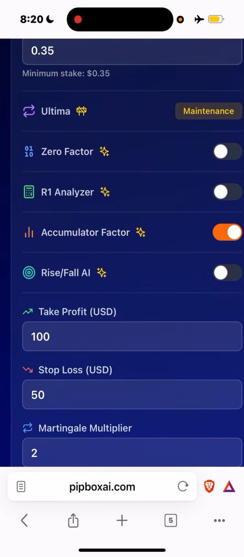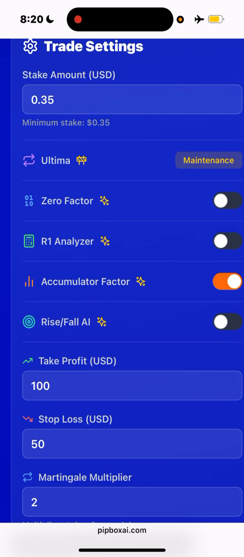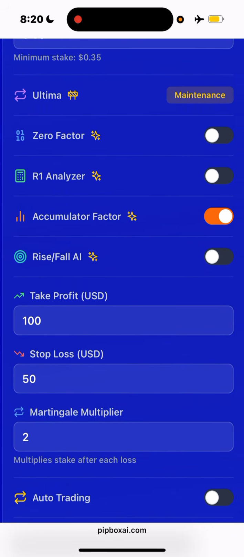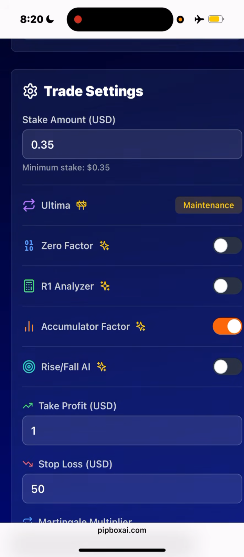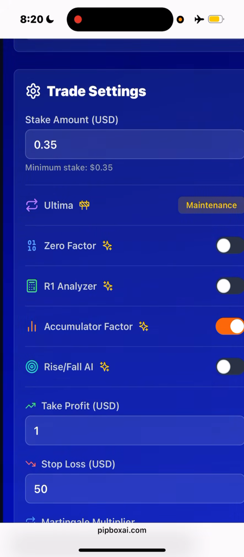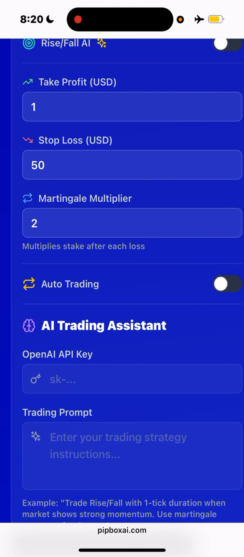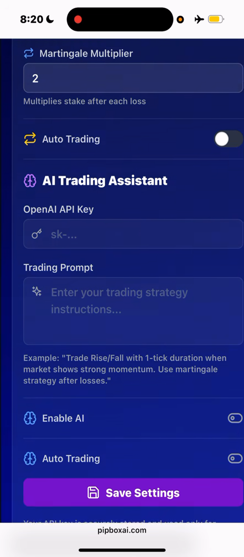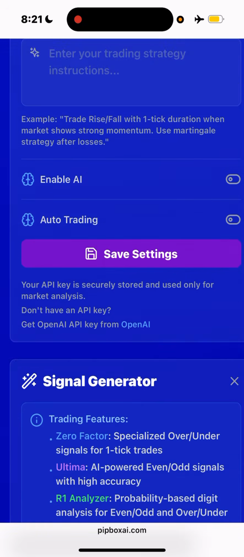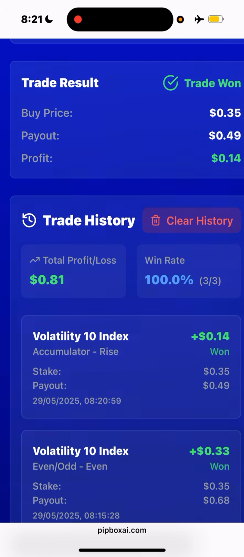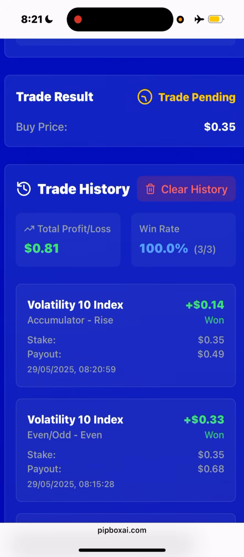Now, click on accumulator factor. After clicking on accumulator factor, we need to set our take profit and our stop loss levels. For my take profit, I'll just put it at 1 USD, and my stake, I will leave at 0.35. Remember, this is just the first run to check if everything is going to run correctly. Then I'll just go ahead and click on enable auto trading. I'll scroll to the bottom and watch everything happen.